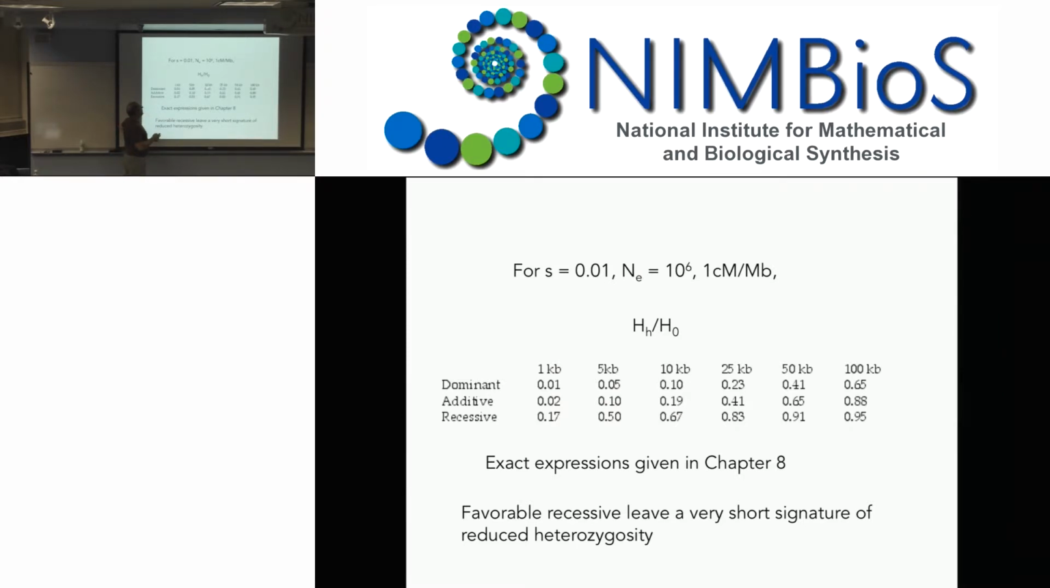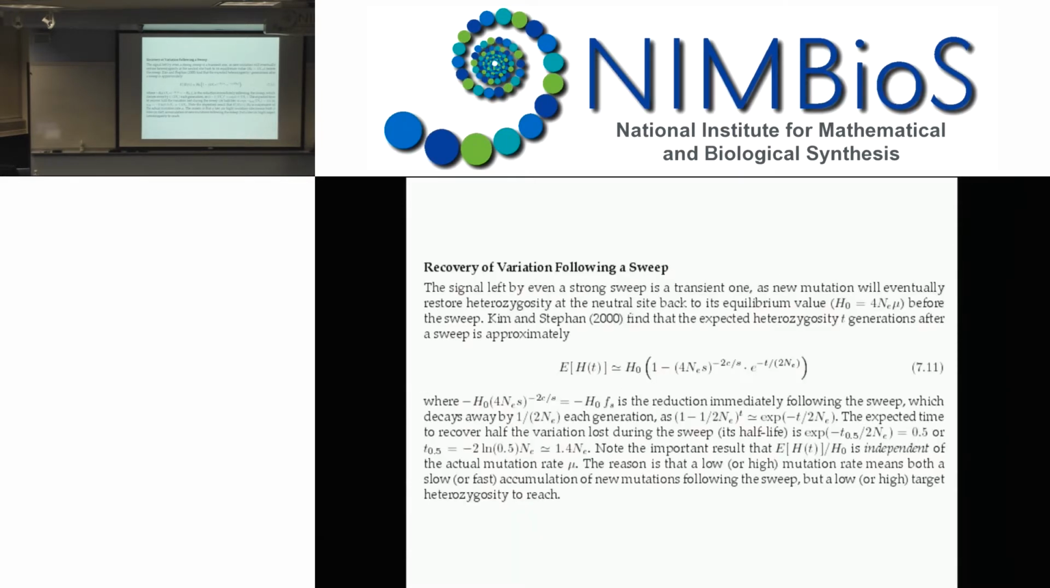You go out 10 kilobases, here you only have 10% of the heterozygosity in dominant, 20% of the initial in additive, but you've got almost 70% in recessive. So when you have recessive alleles, the reduction in polymorphism extends over a much smaller window. Again, time. Recessive alleles take longer to become fixed, therefore there's more time for recombination to act. What you basically see here is for a lot of the range, additive has about twice the value of dominance. Again, exact expressions are given there.